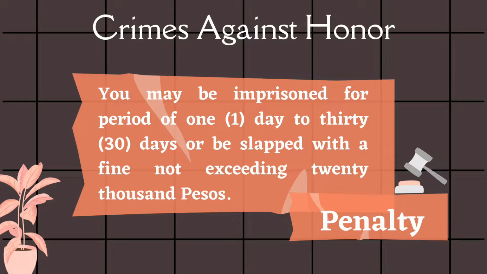Ang punishment under ng intriguing against honor, you may be imprisoned for a period of 1 day to 30 days or be slapped with a fine not exceeding 20,000 pesos. It is also considered as a crime involving moral turpitude, which means an act of baseness, vileness, depravity in the private and social duties which a man owes his fellow man or to society in general, contrary to the accepted and customary rule of right and duty between man and man, or conduct contrary to justice, honesty, modesty, and good morals. Kaya na-involve yung moral turpitude kasi yung intriguing against honor is nakakasira ng reputation ng isang tao.